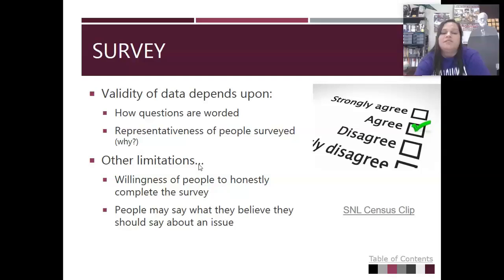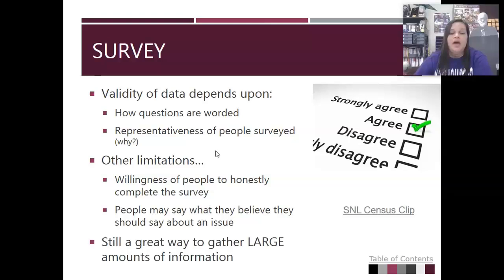And people may say what they believe they're supposed to say, what they want people to hear, but it might not be accurate. So doing a great survey, you can get a lot of data, but a lot of effort needs to be put into making a good survey. So again, the biggest benefit, still a great way to gather large amounts of information.